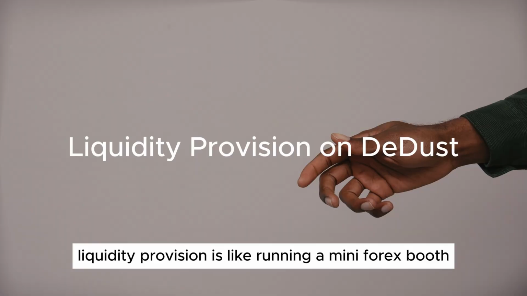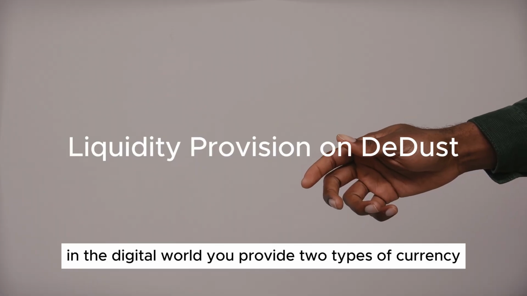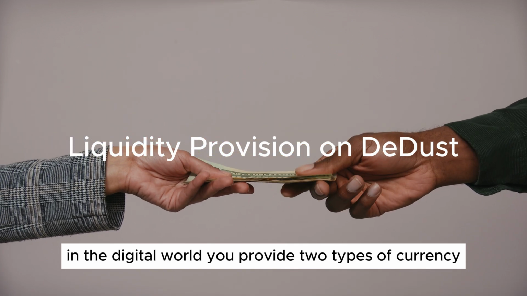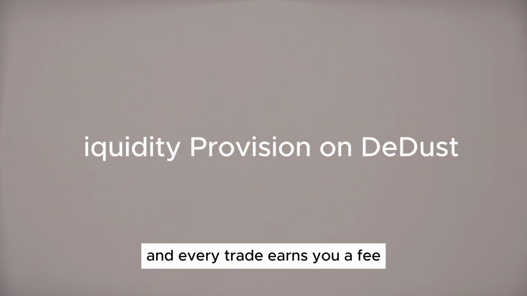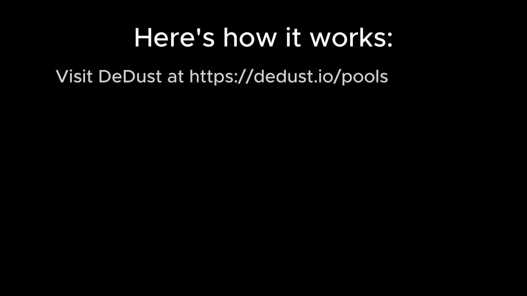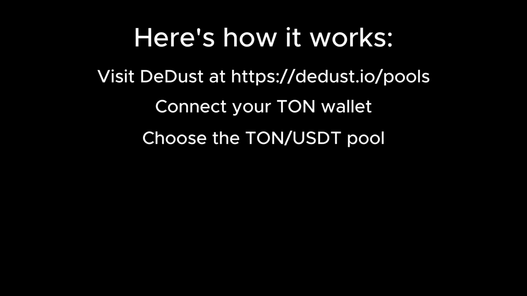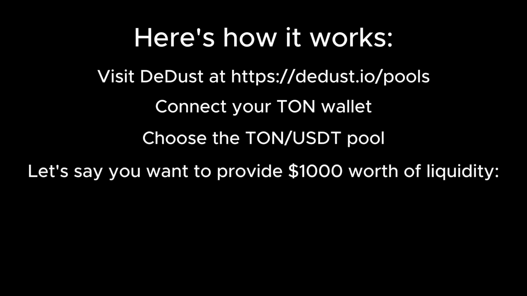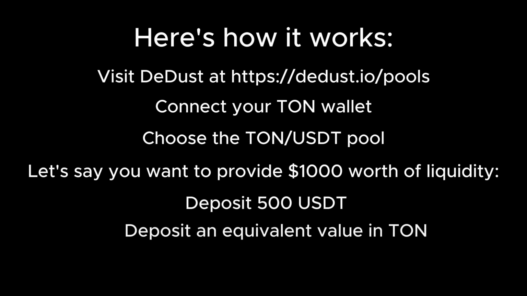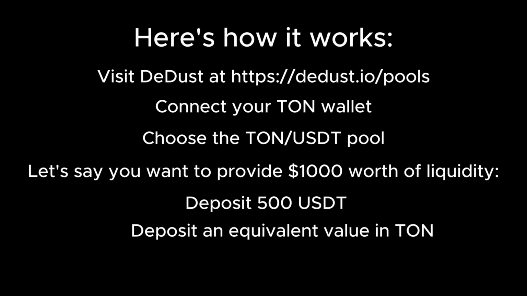Liquidity Provision is like running a mini Forex booth in the digital world. You provide 2 types of currency, and every trade earns you a fee. Let's look at a real example on Dust. Here's how it works. Visit Dust at https://ddust.io/pools. Connect your TON wallet. Choose the TON USDT pool. Let's say you want to provide $1,000 worth of liquidity. Deposit 500 USDT. Deposit an equivalent value in TON.